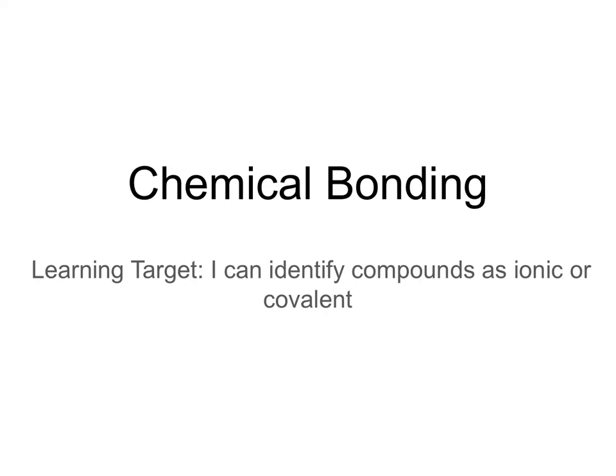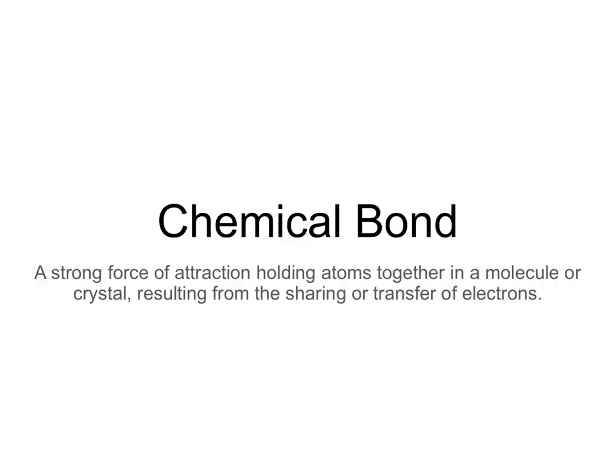This lesson is about chemical bonding. The learning target is to be able to identify compounds as ionic or covalent. So let's first talk about what a chemical bond is.